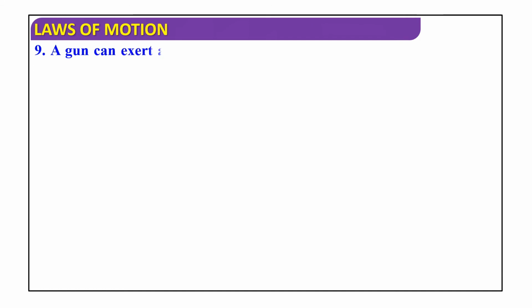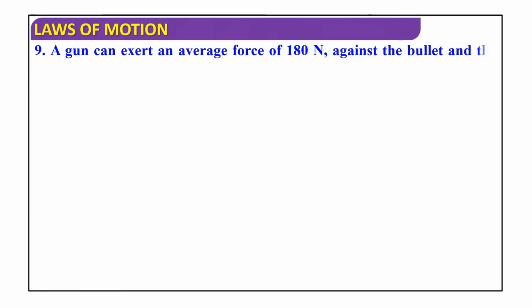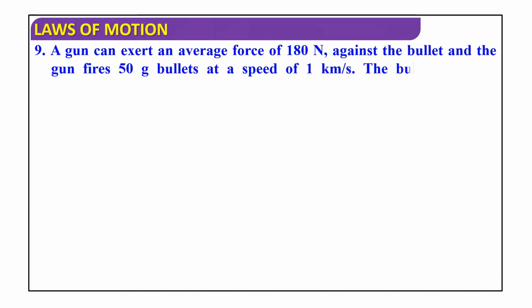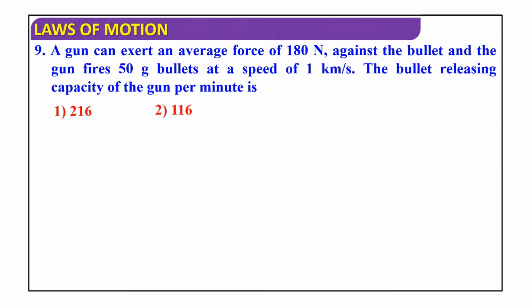Next, a gun can exert an average force of 180 newtons against the bullet, and the gun fires 50 gram bullets at a speed of 1 kilometer per second. The bullet releasing capacity of the gun per minute is... here we have to calculate the capacity of the bullet. Now let us go to the solution.